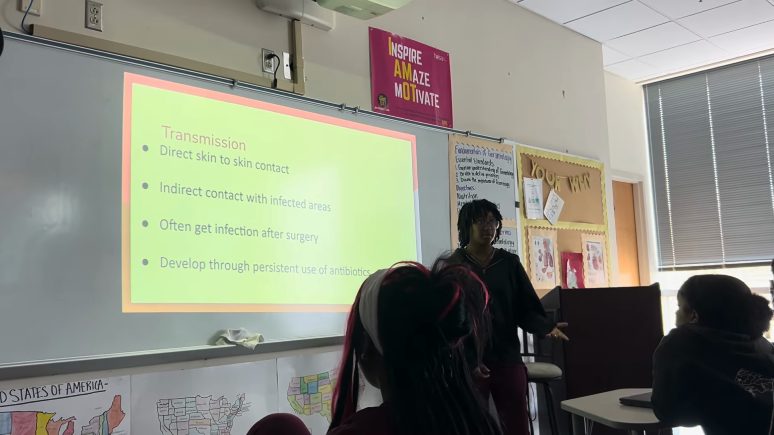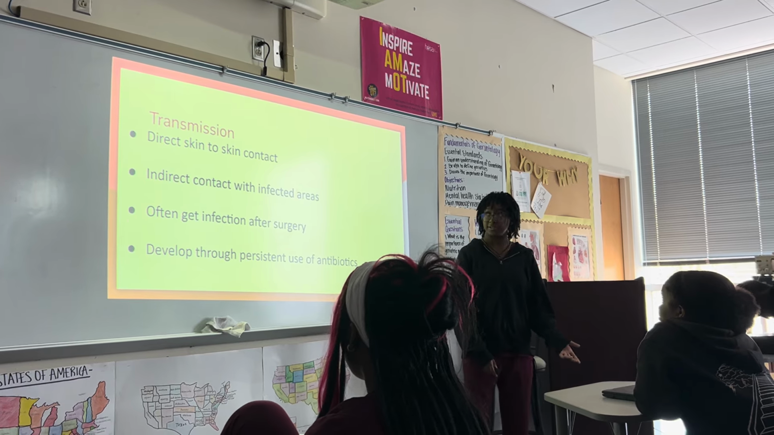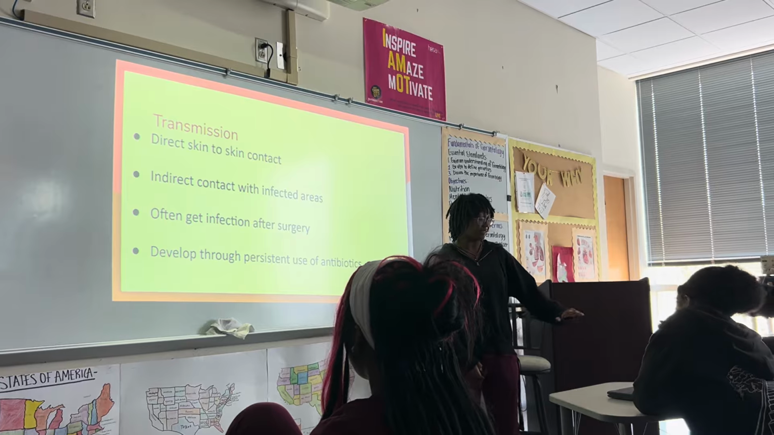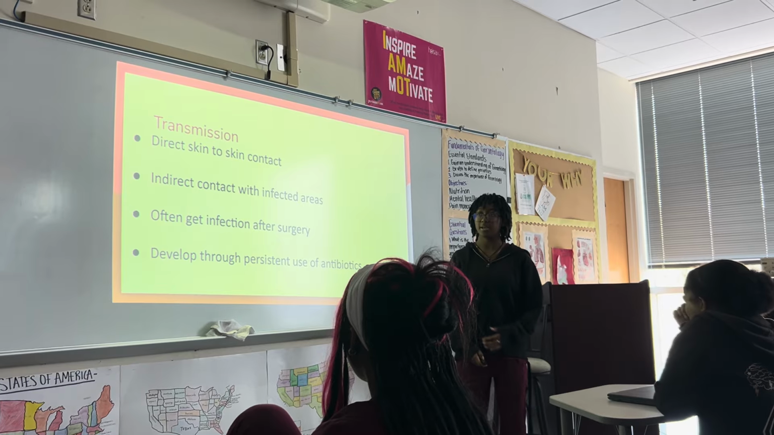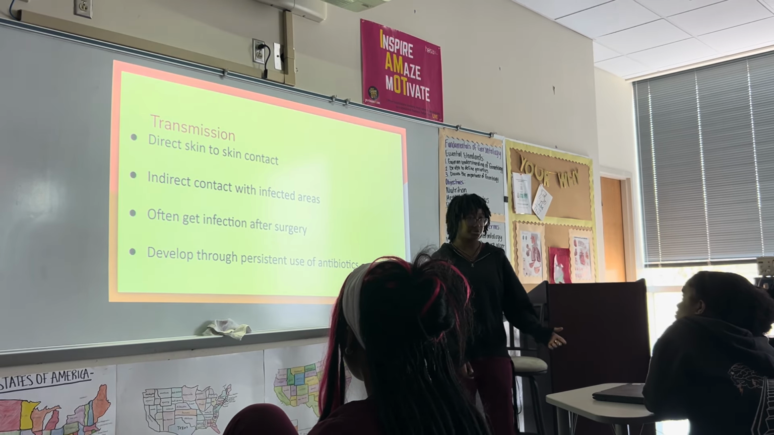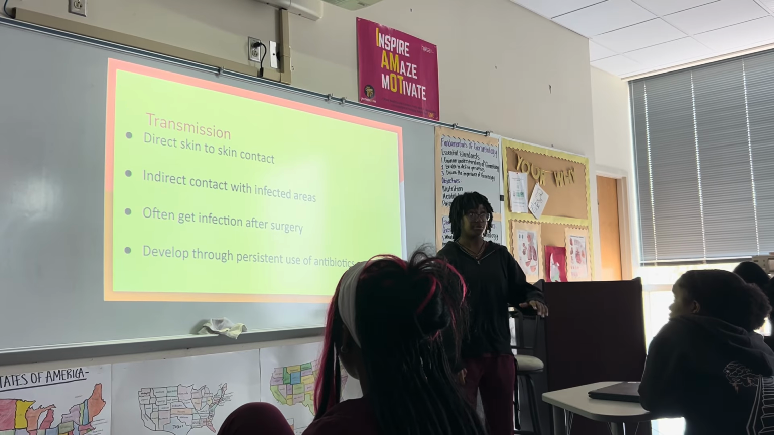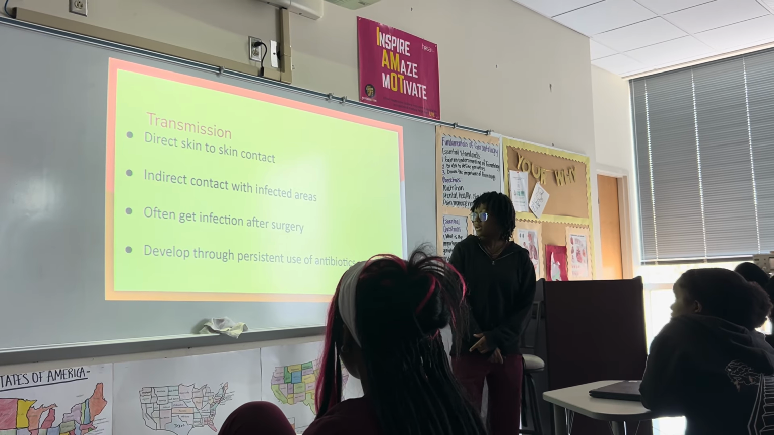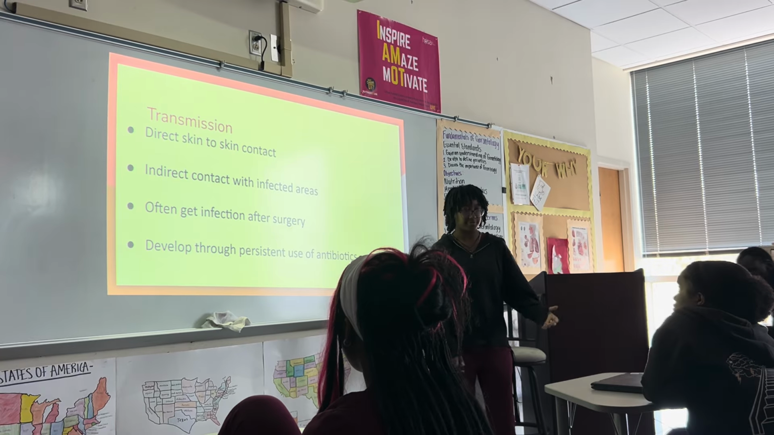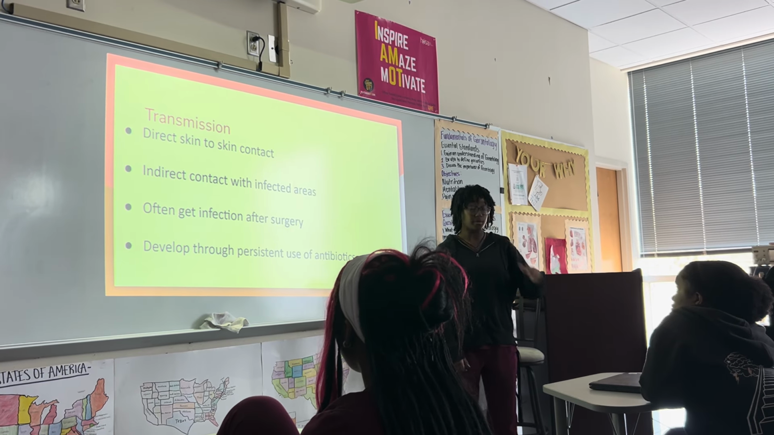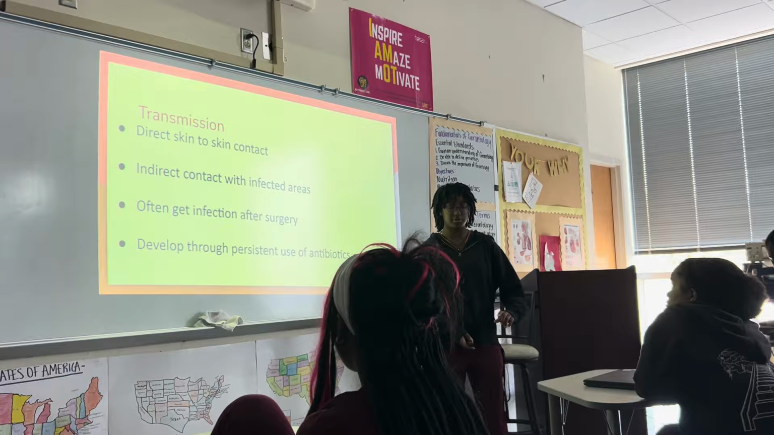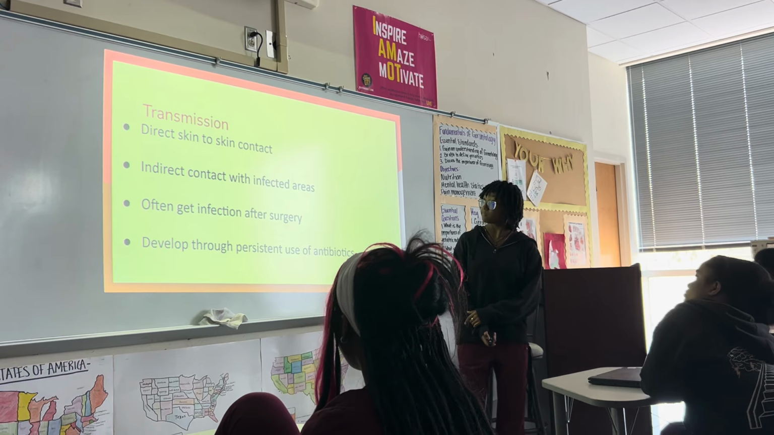Transmission is often direct skin-to-skin contact with people who are infected with MRSA, or indirect contact with infected areas, so that when you touch areas that have the bacteria on them, you can get infected. The most common type of infection is after surgery when you're in a hospital and your surgical wound gets infected with MRSA. It often also develops through persistent use of antibiotics. If you have a staph infection and you are constantly using antibiotics unnecessarily, then the staph infection can turn into MRSA, which is the resistant bacteria.